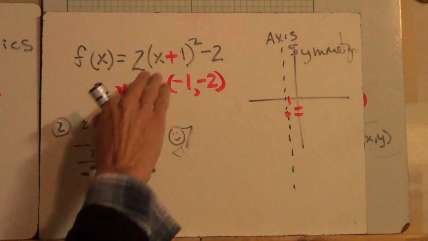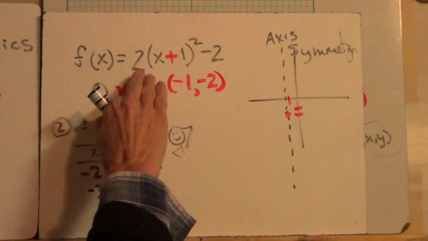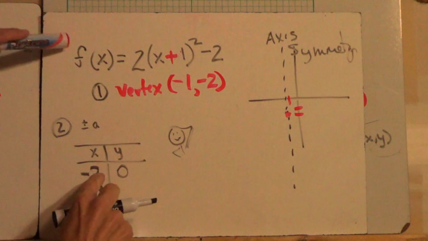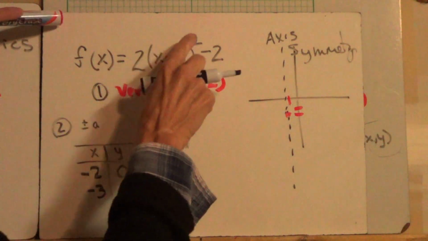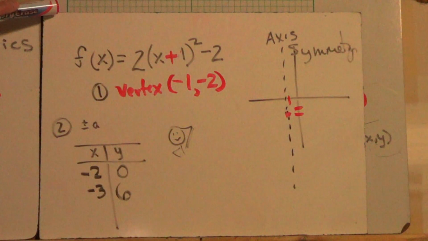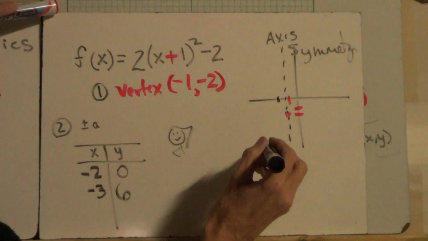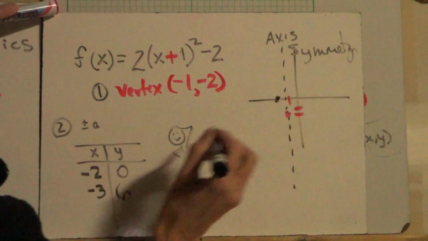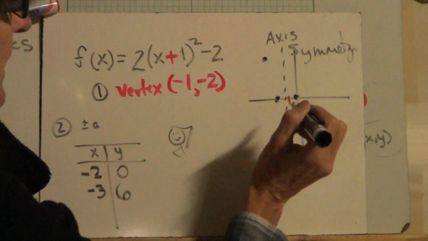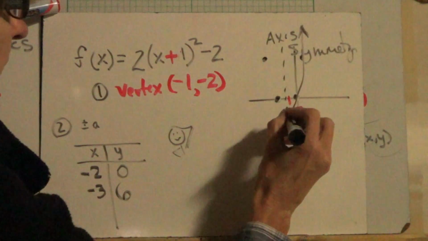Okay, so we plug in -2. -2 plus 1 is -1, squared is 1, times 2 is 2, minus 2 is 0. Okay, -3 plus 1 is -2, -2 squared is 4, 4 times 2 is 8, 8 minus 2 is 6. So that tells me that over here at -2, I'm at 0, and at -3, I'm up here at 6. Now, I reflect those over that fold line, so I've got 0 and 6 right there. Now I go ahead and I connect them.